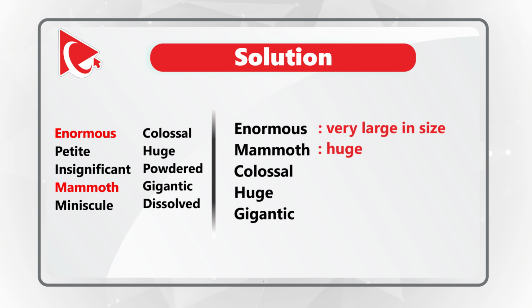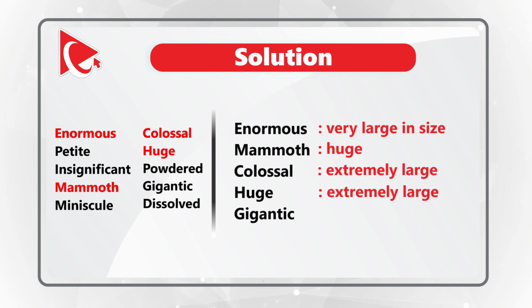Mammoth means huge. Colossal means extremely large. As well, the word huge has a similar meaning of extremely large. And then finally, the word gigantic means an item of a very large size.